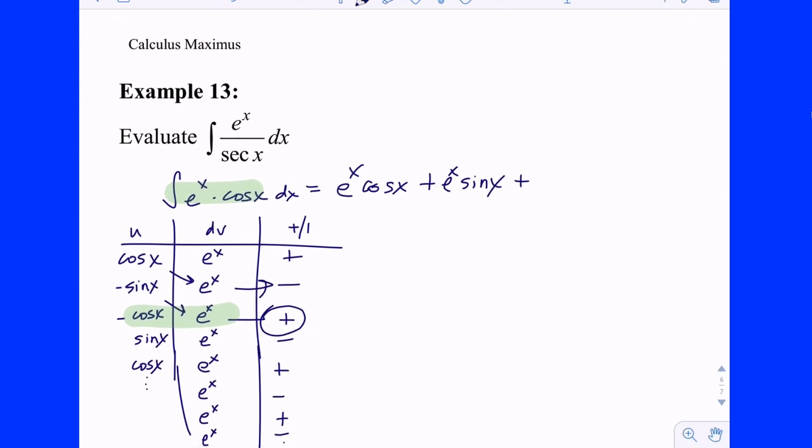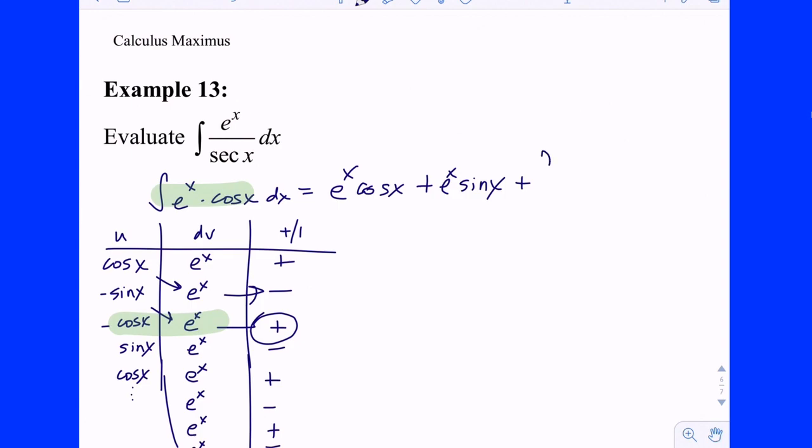We can't integrate it, but it is the same one that we started with. So if I don't tie it off sometime, I'm going to be doing this diagonal product forever, or until I expire, right? So let's go ahead and tie it off with an integral, and I got a negative e to the x cosine of x dx. So this is why you want to stop here.